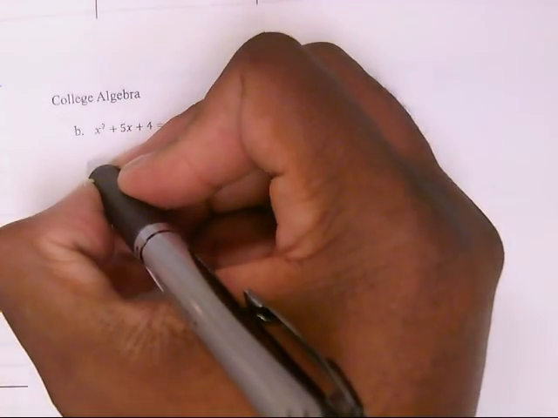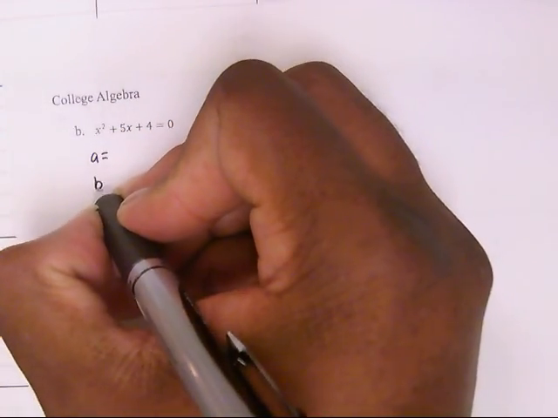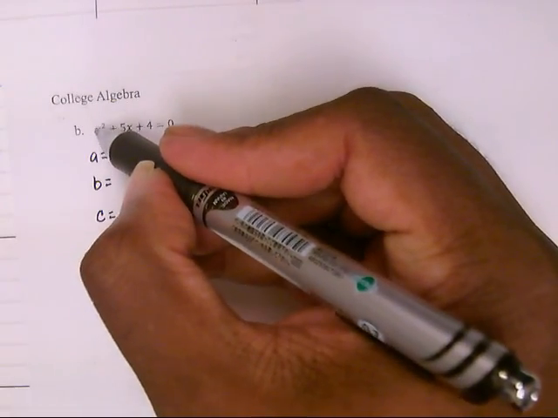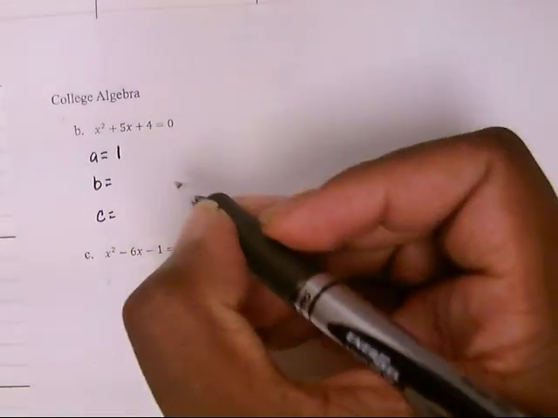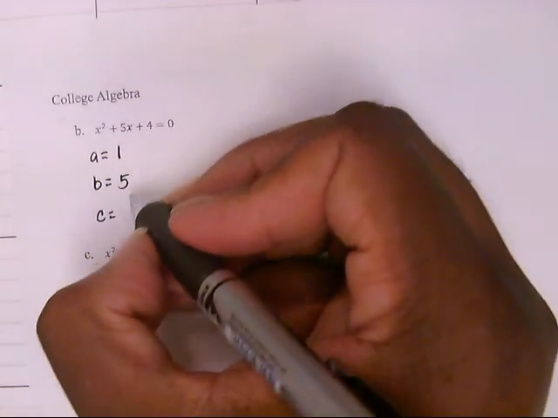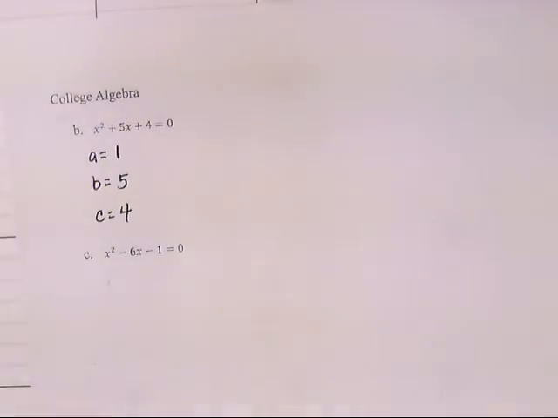Okay, here's another example. Here we got x squared plus 5x plus 4 equal to 0. And we want to find the discriminant and the type of solutions we're going to have here. So let's identify a, b, and c. Your a is the coefficient of your x squared term. That's 1. The b is the coefficient of x. That'd be 5. But c is your constant. That's going to be 4.